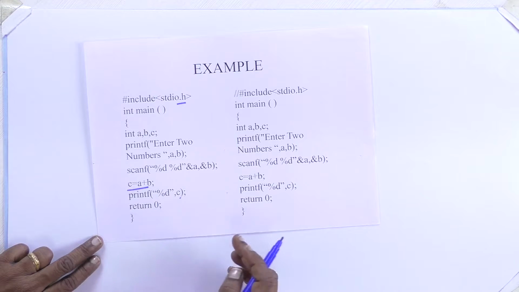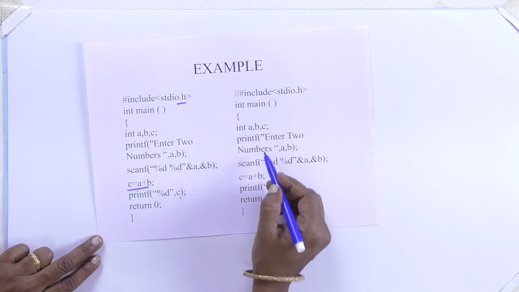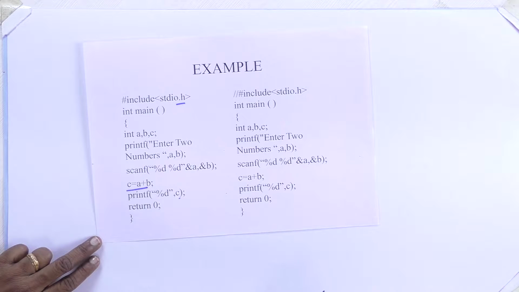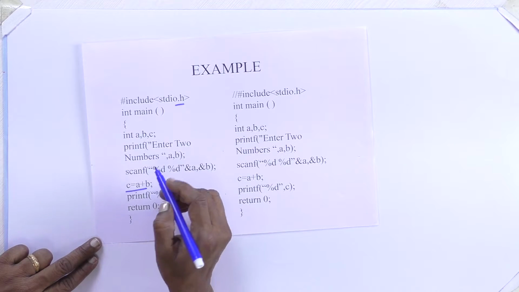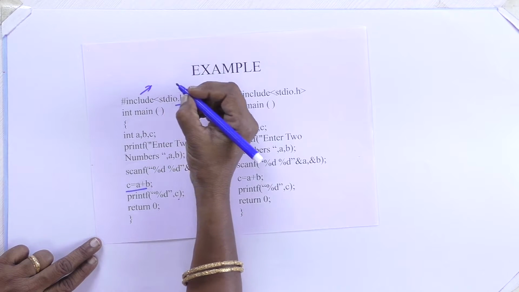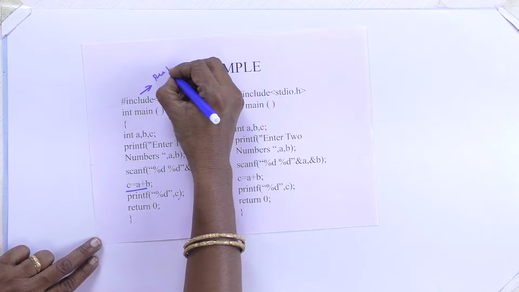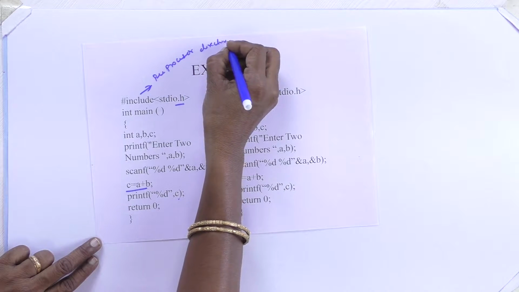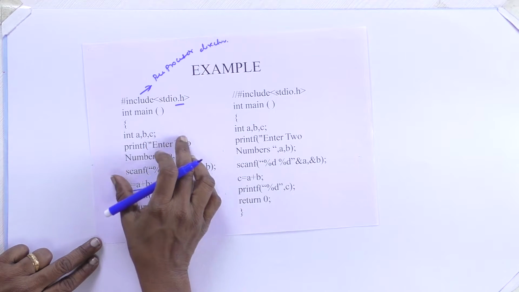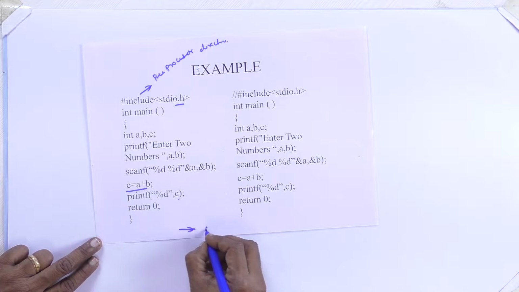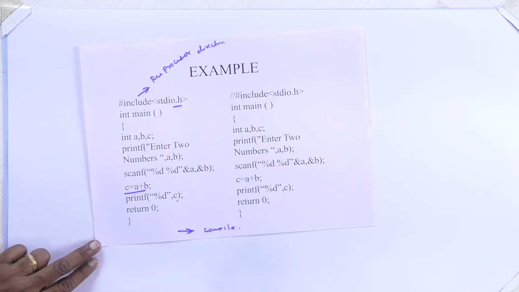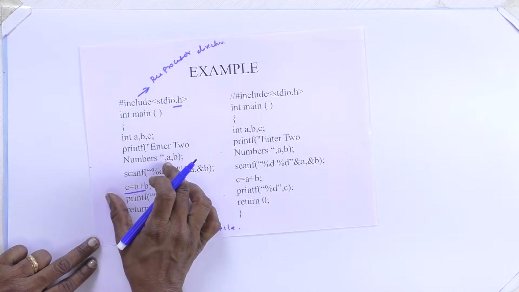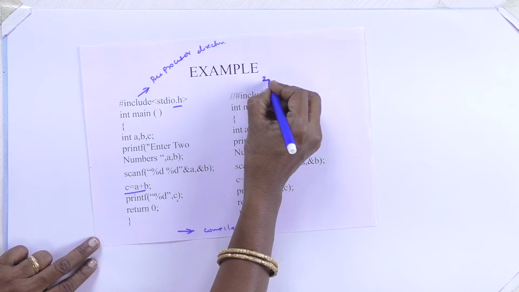Again, I have one more program, the same program, but I have commented out the include of stdio.h. So as we discussed earlier, include stdio.h is a preprocessor directive. Once I have written this program, I am going for compiling. So what will happen at the end of compiling program 1 and program 2?